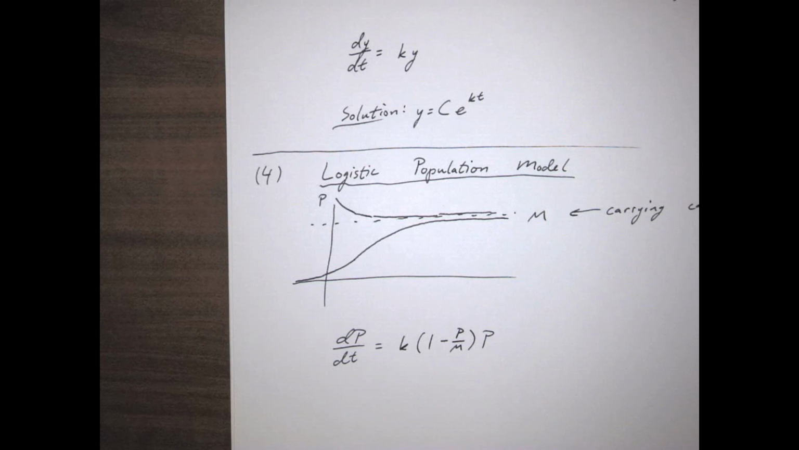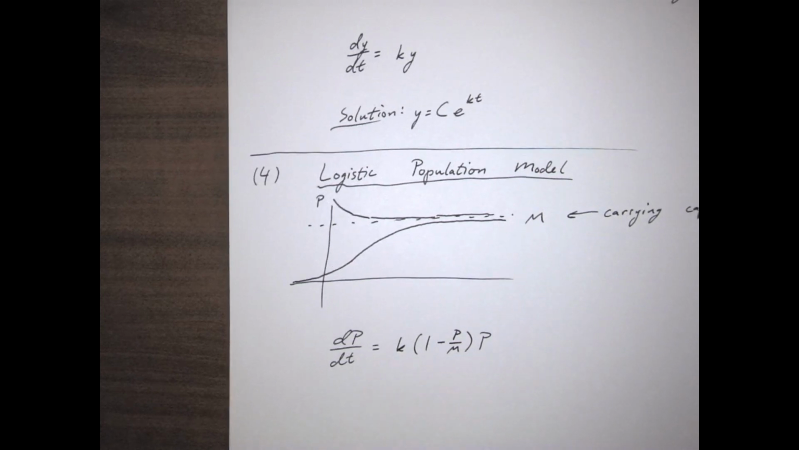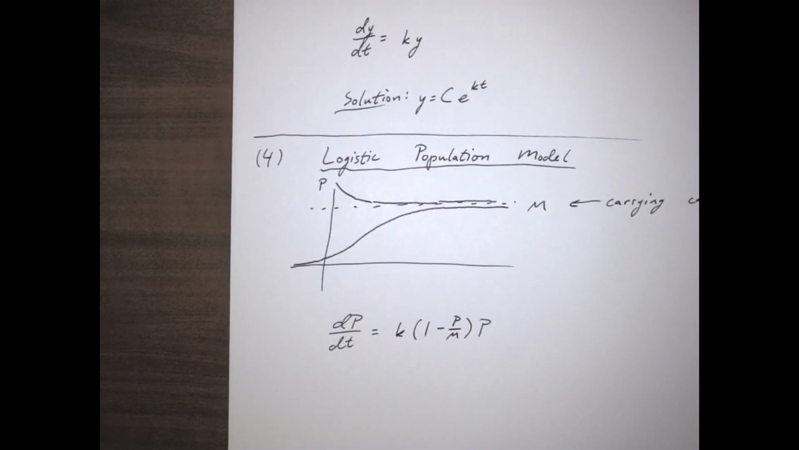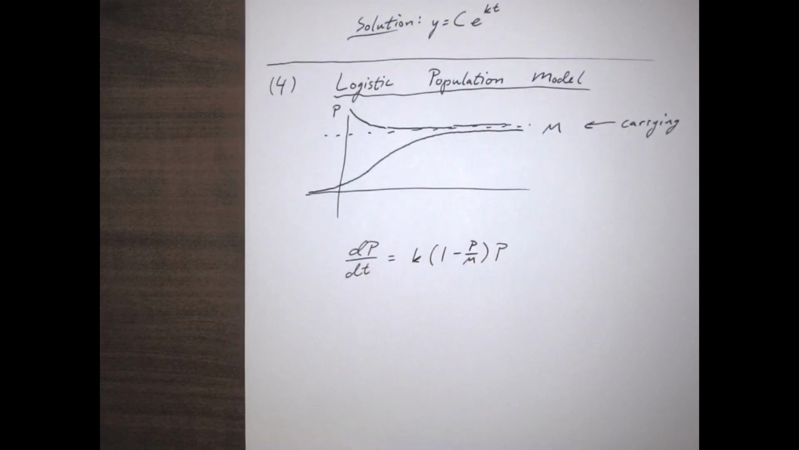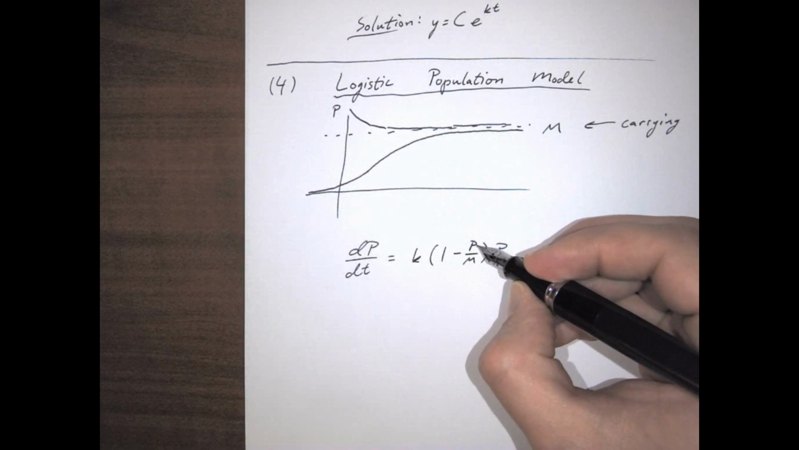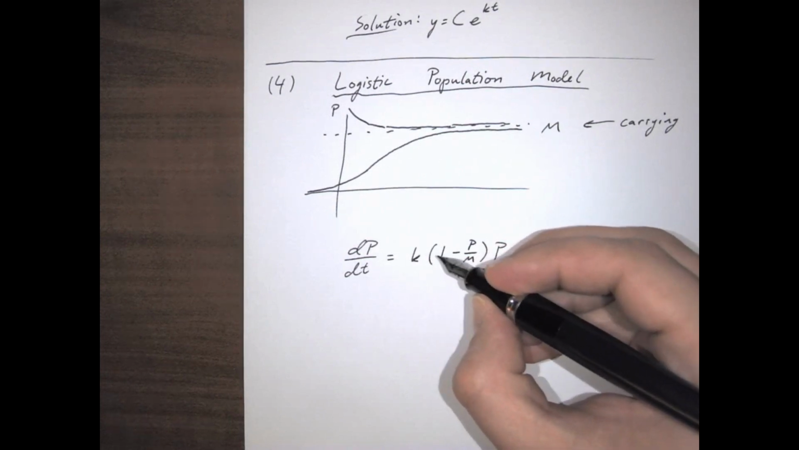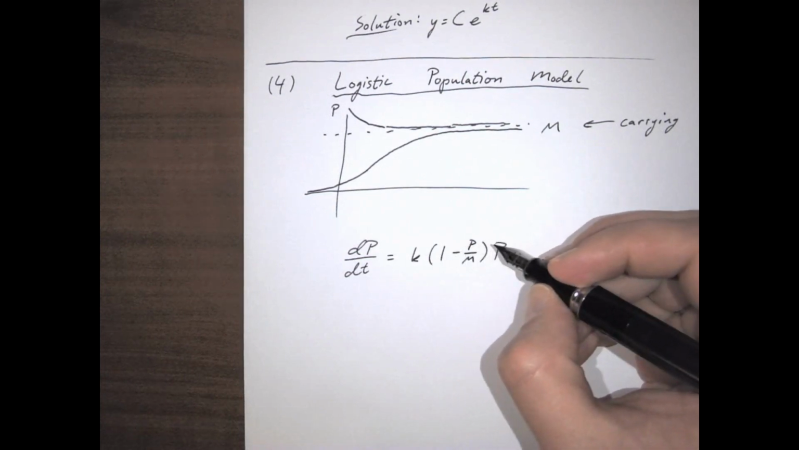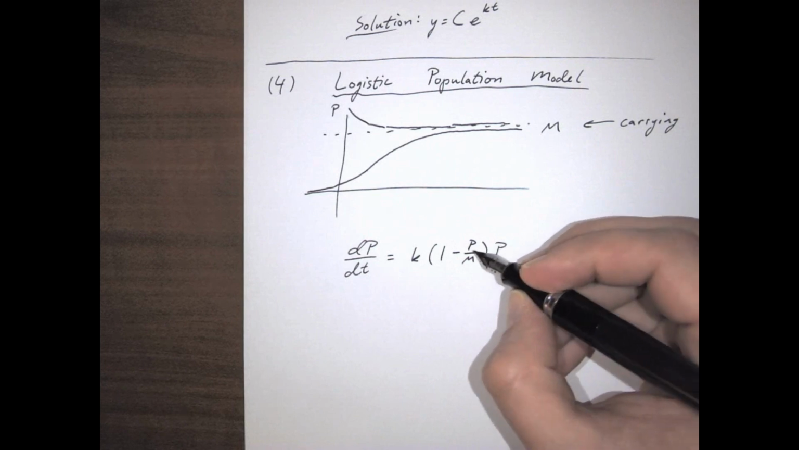We'll see next time how to actually solve this and get the formula for the population. But when P is small relative to M, this is very much like exponential growth, and then becomes less and less like that as P approaches M.